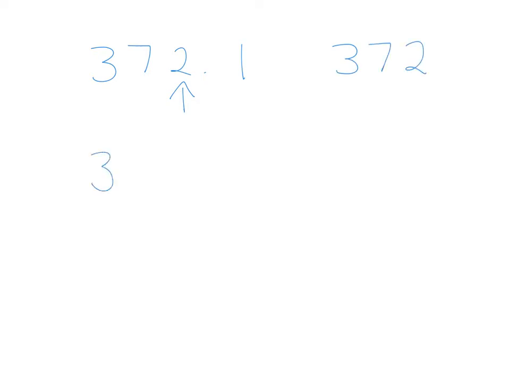Similarly, if we have 372.8, we look to the right of the third significant digit. It is greater than 5, so we will round this number up to 373. So just like you did in elementary school, if the number to the right of where you're rounding is less than 5, you round down. If the number is greater than 5, you round up.